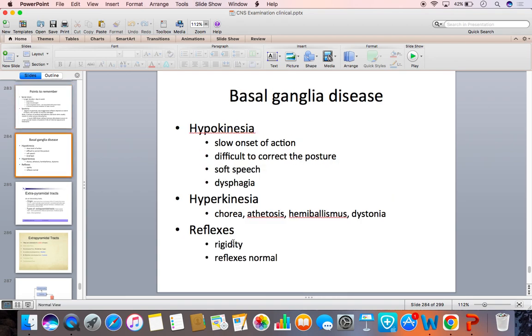Coming to the basal ganglion disease, it is characterized by hypokinesia, slow onset of action, difficulty to correct posture, soft speech, and dysphagia. The patient will have difficulty in swallowing. Hyperkinesia, that is chorea, athetosis, hemiballismus, and dystonia, are the features of basal ganglion disease if it involves the corpus striatum, whereas Parkinson's is because of the involvement of the substantia nigra. There will be rigidity and reflexes normal.